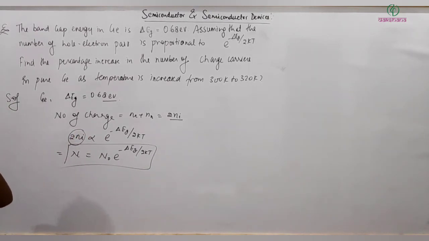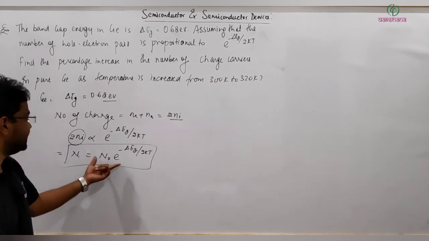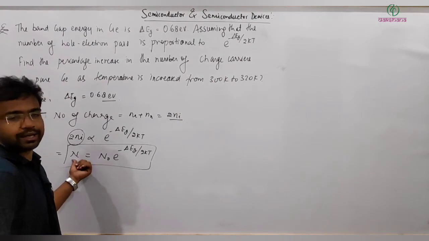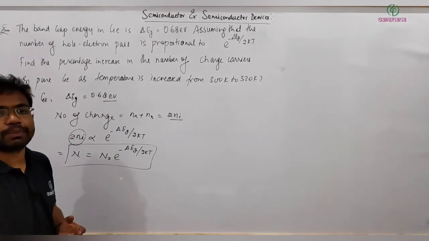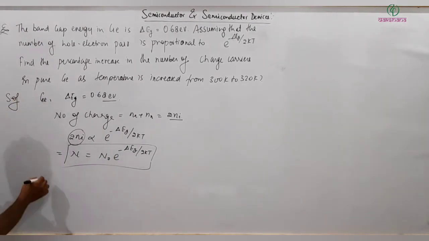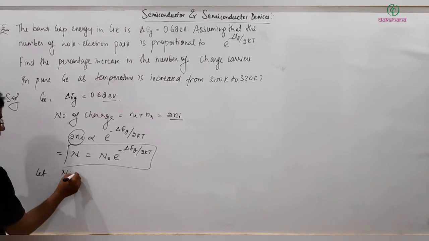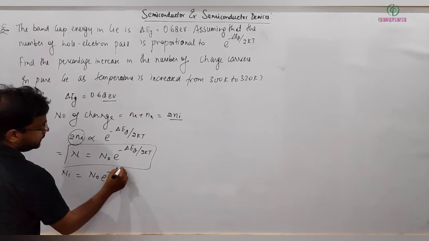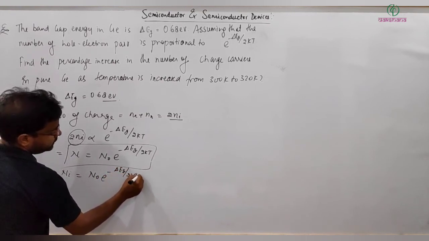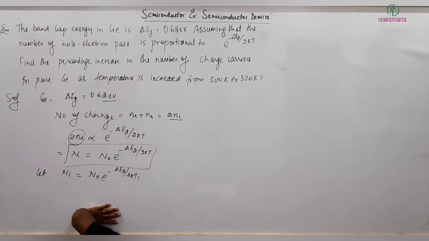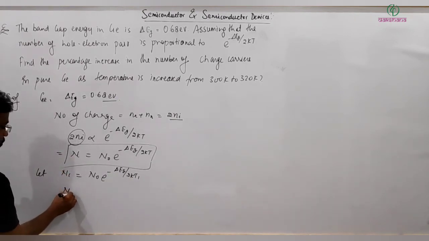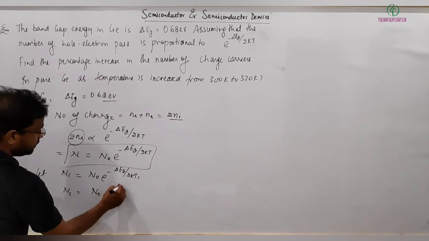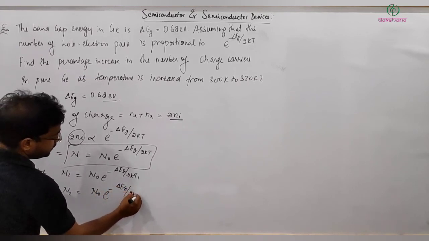Now, find the percentage increase in the number of charge carriers in pure germanium as temperature is increased from 300 to 320 Kelvin. Here you can see as we are increasing the temperature, N will increase, so you are asked to find the percentage increase. Let N1 at T1 = 300 be N naught e raised to power minus delta Eg divided by 2kT1, and N2 at T2 be N naught e raised to power minus delta Eg divided by 2kT2.